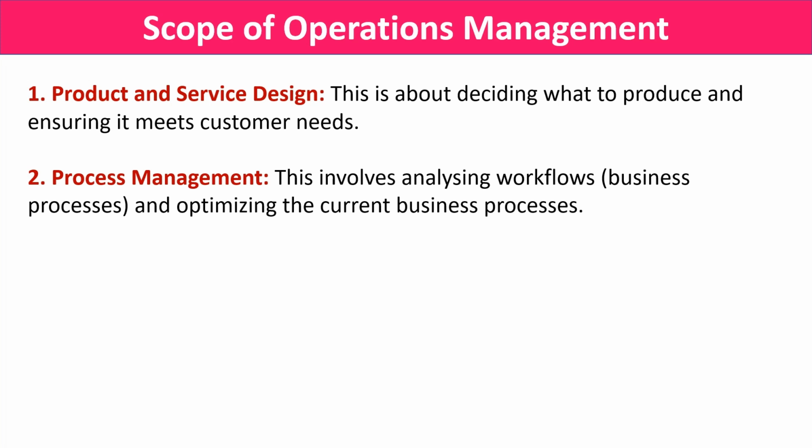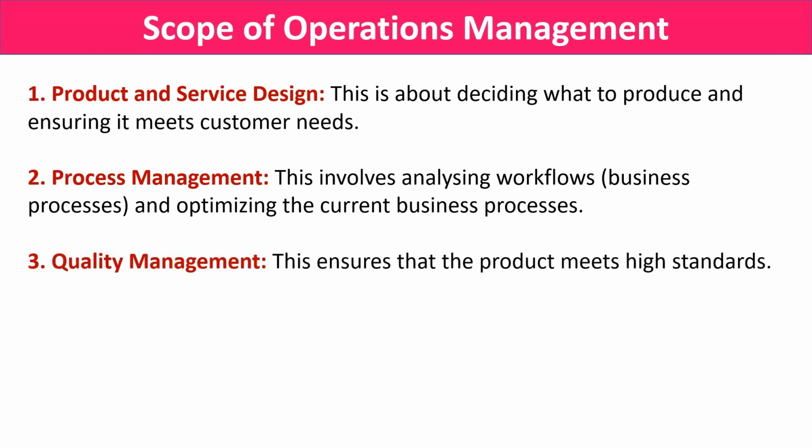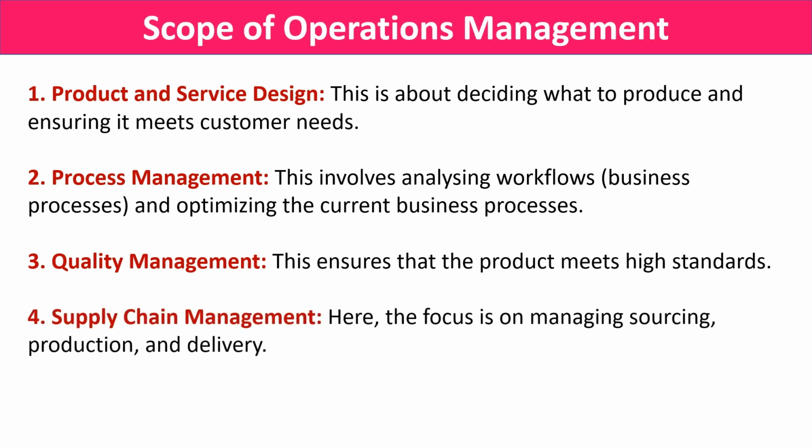Number 3. Quality management. This ensures that products meet high standards, that is, ensuring products or services meet certain standards of quality so customers are satisfied with what they receive. Number 4. Supply chain management. Here the focus is on managing sourcing, production, and delivery, which means managing the flow of goods from sourcing materials to delivering finished products to customers.